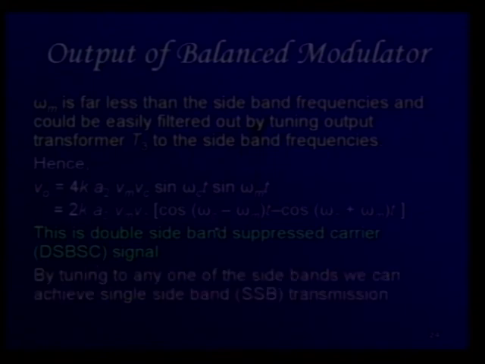But we are having the similar kind of information packed in the omega C minus omega m and omega C plus omega m components. So we can suppress any one of these two also, and we can have single sideband transmission also, which is commonly used in most of the communication circuits.